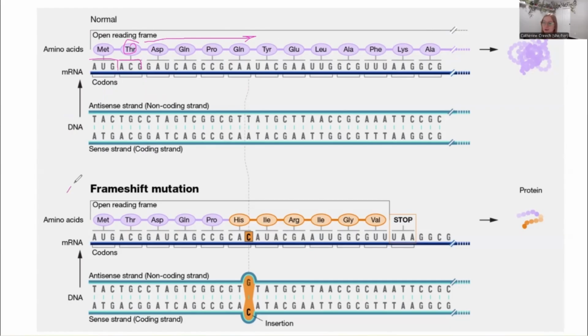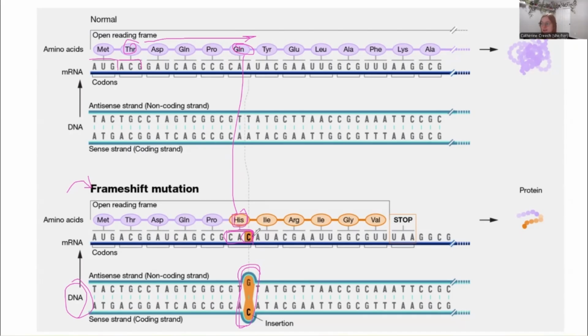Now, down here, we're going to introduce a frame shift mutation. We have our DNA. We're going to insert a base pair. This is our insertion. As we insert that base pair, we've changed this codon here, and we've changed the amino acid that it used to code for. So where we used to have GLN, now we have HIS.